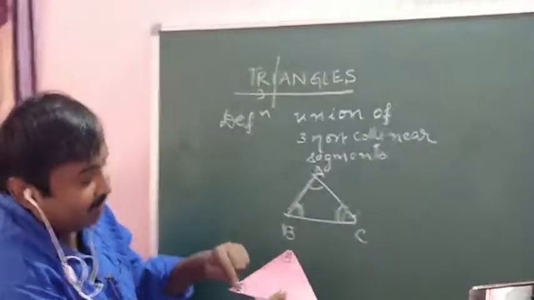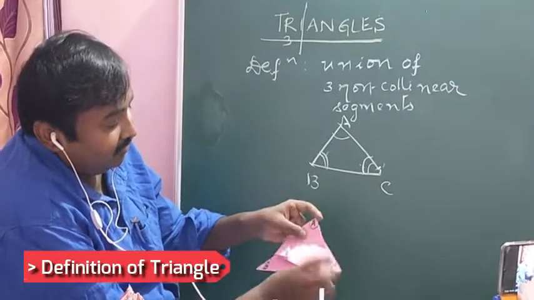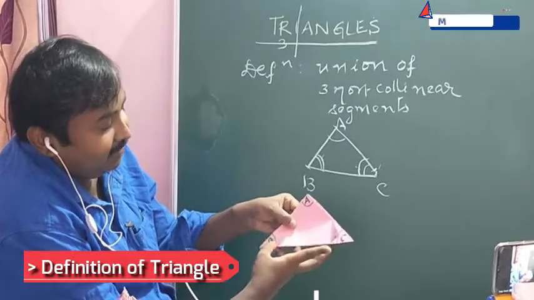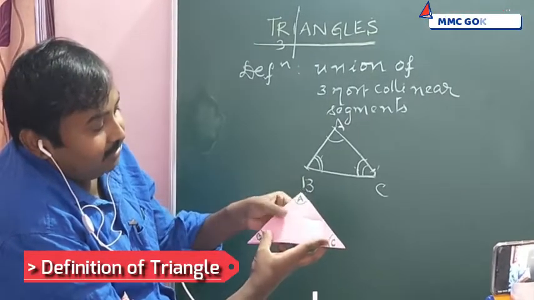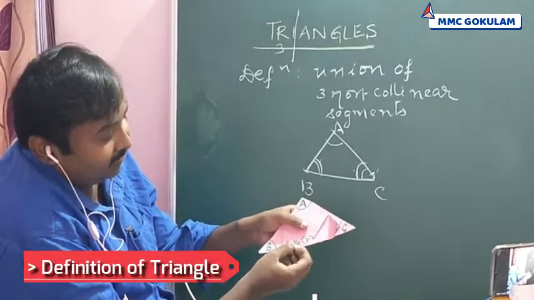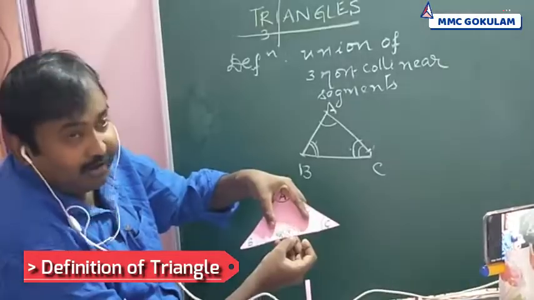Three angles, angle A, angle B, and angle C. So the three angles A, B, C, you fold like this. All the three angles fold like this. They meet at one point.